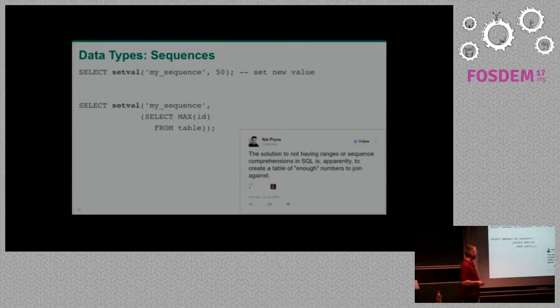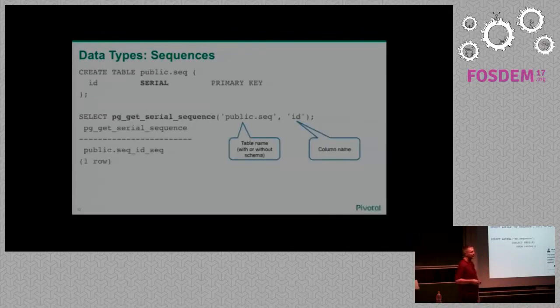And some people like to get rid of the gaps they have in their tables or in their sequence, like when they had to roll back a huge transaction and they have a huge gap. You can easily do this by saying, okay, setval and get my maximum value from my table.